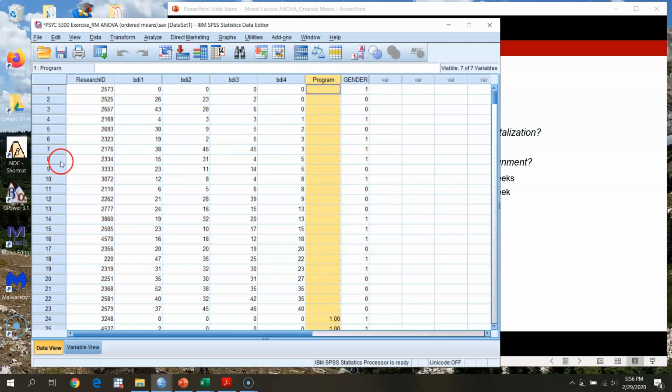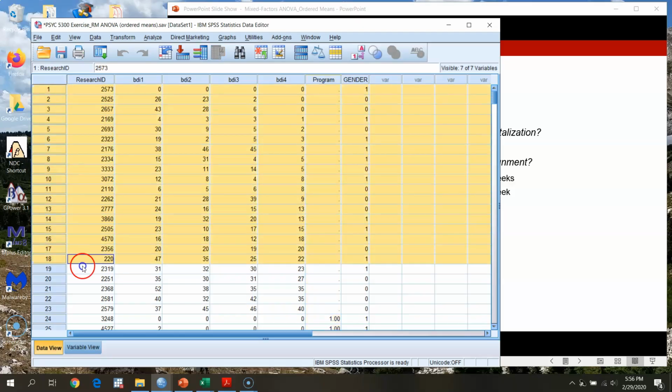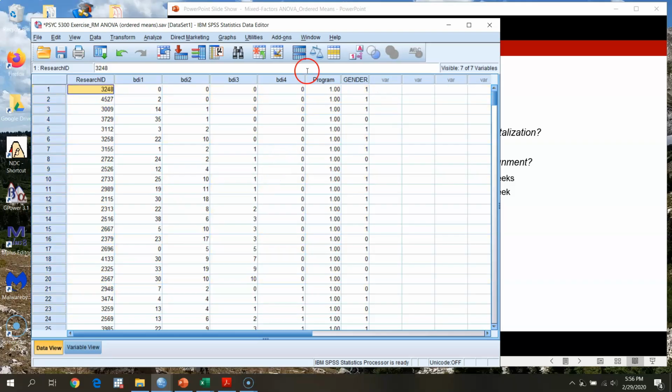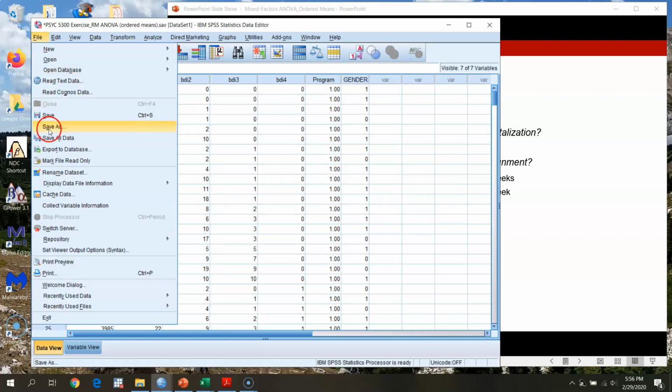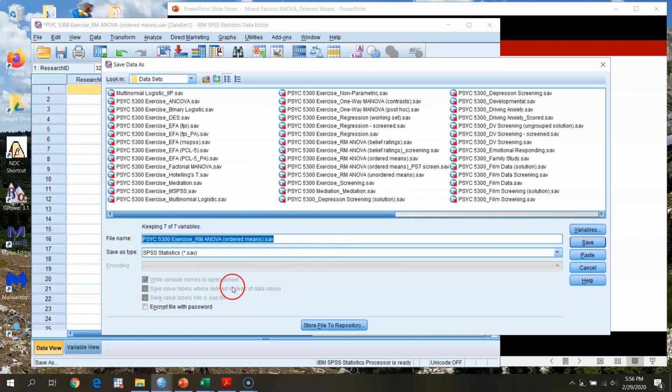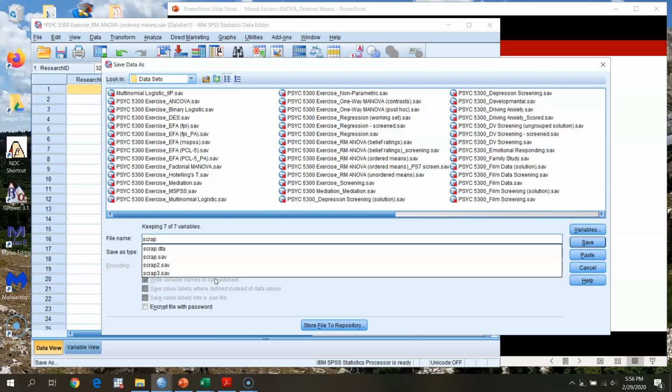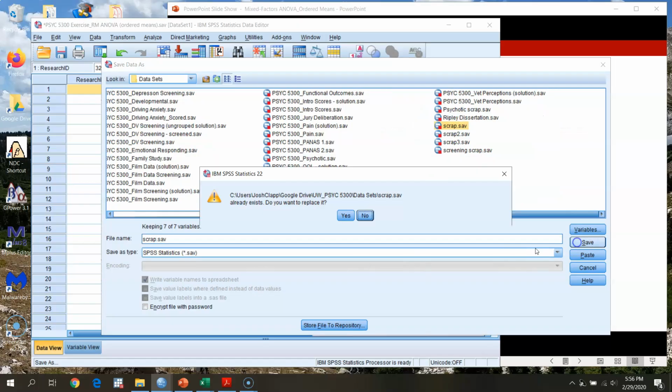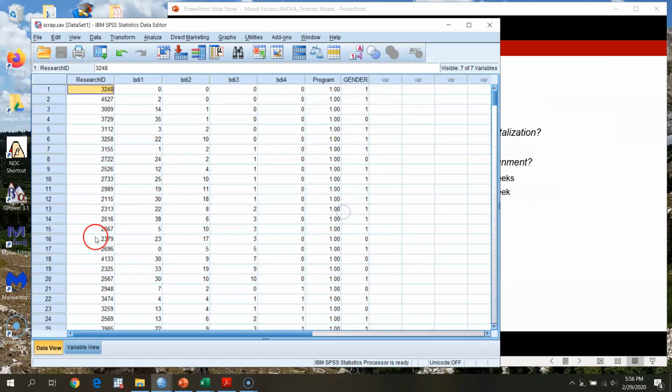If we were screening this appropriately, which we won't do in this video, we would go through and make a note that we're missing some data here. But I'm just going to get rid of all of those, and I'm going to go to File, Save As, and just call this scrap. Save that as a scrap file, just so we're not deleting scores that we'll need. Okay, so we've got full data now for each one of our variables.